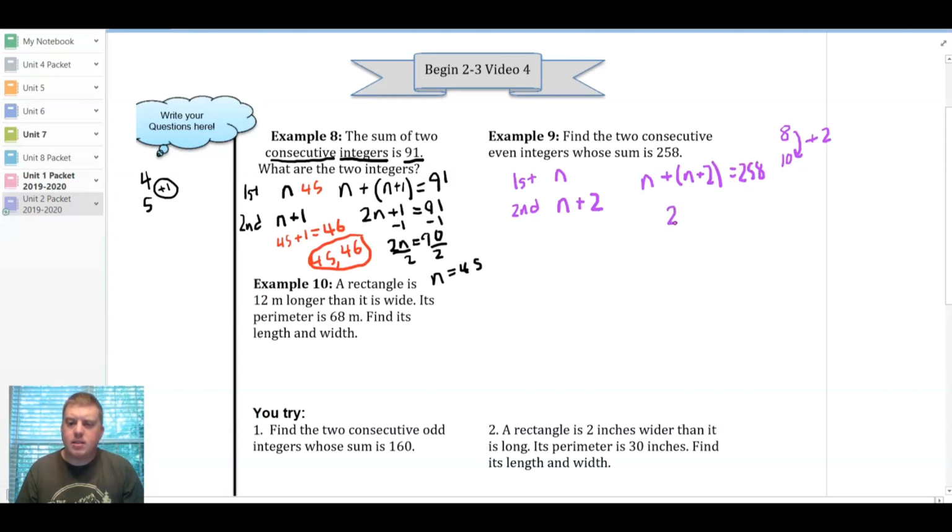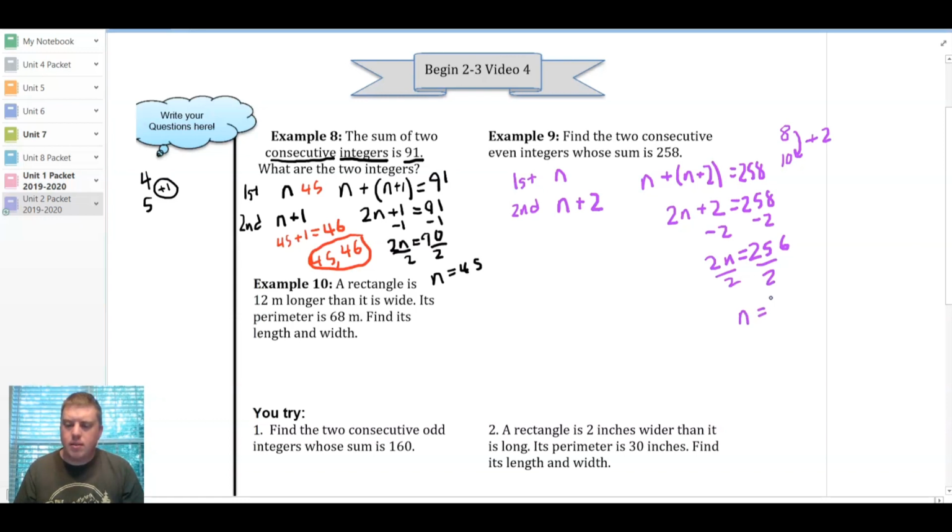So when I combine these, that's going to give me 2n plus 2 is equal to 258. I need to go ahead and undo the subtraction before I undo the multiplication. So I'm going to subtract 2 from both sides. And I get 2n is equal to 256. Alright, so then I have to do some division. I need to divide both sides by 2.